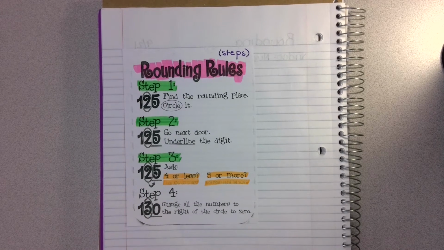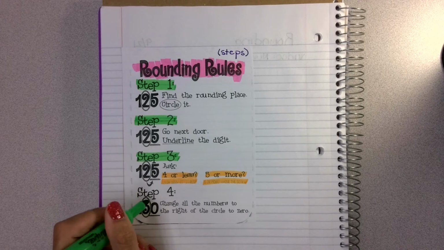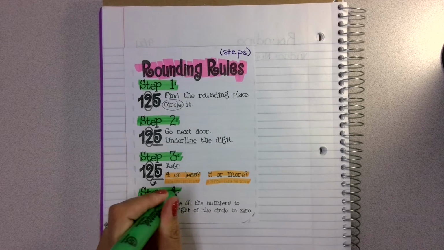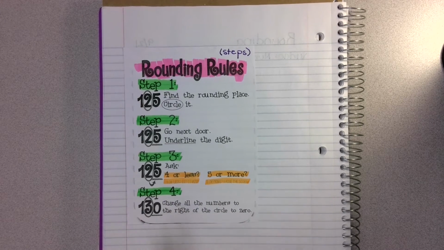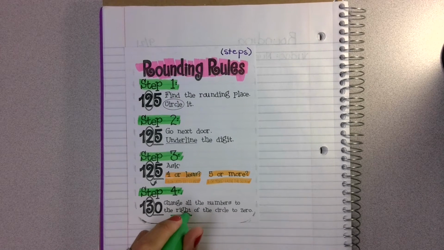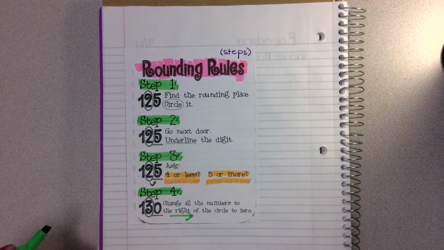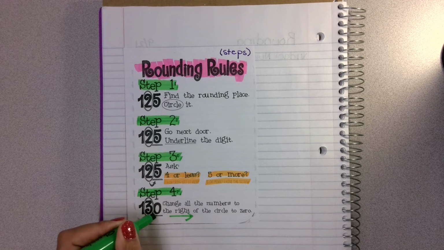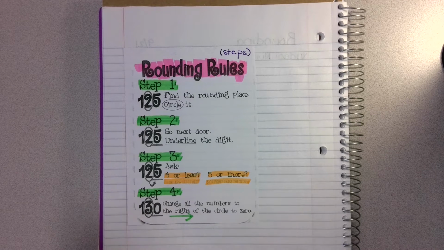All right, then step 4. So there's 4 steps. You're going to change all the numbers to the right of the circle to 0. So everything to the right turns to 0. Okay, so you can go ahead and write those down.